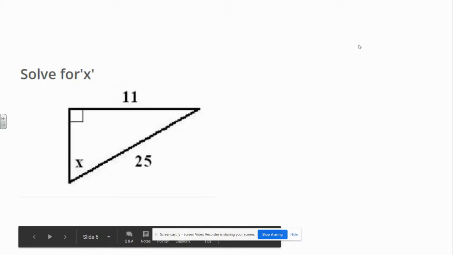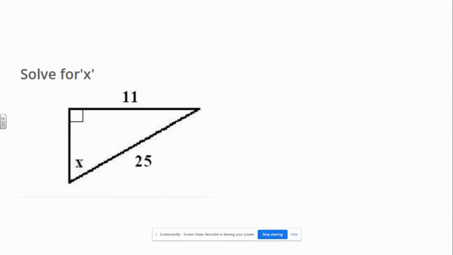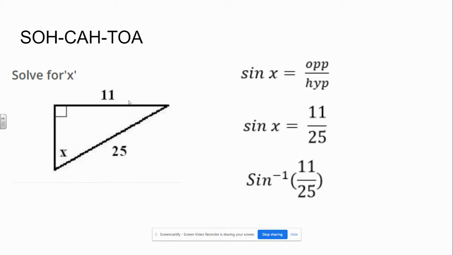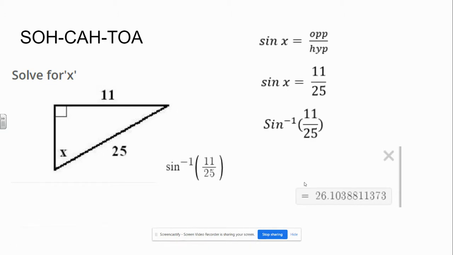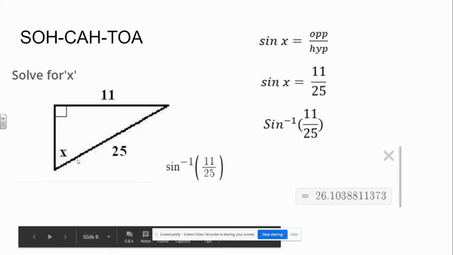Okay, now let's look at another example. So again, you've got to figure out, am I going to use sine, cosine, or tangent? So right now, the 11 is going to be the opposite, right, because it's opposite of the angle, and the 25 is going to be the hypotenuse. So it's going to be O and H. That means I'm going to use the sine function. So it's going to be the sine of x equals the opposite over the hypotenuse, 11 over 25. Again, we're going to go to our calculator to figure out what is the inverse sine of 11 over 25. And it's going to be 26 degrees. So that tells me that this angle right here is 26 degrees.